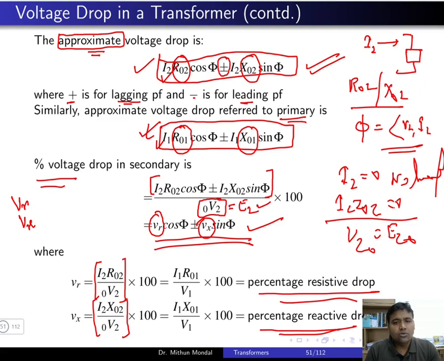So if you want to solve this problem from the secondary aspect, then you refer all the quantities to the secondary side and try to determine R02 and X02. And if you want to solve the problem from the primary side, then you take R01 and X01. The only thing you have to consider is that when you are referring the quantity from one side to the other, the current value should be taken from that side. So if you are referring to the primary side, you always have to take the current on that particular side, that is I1.